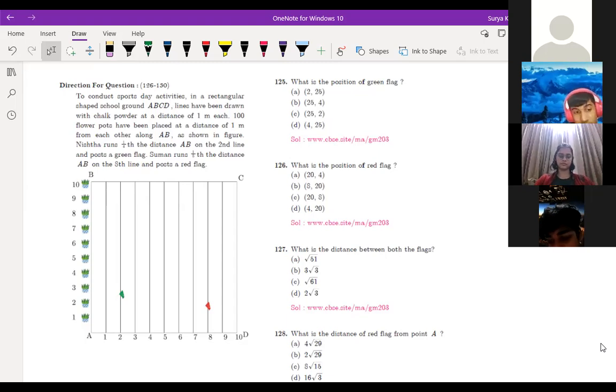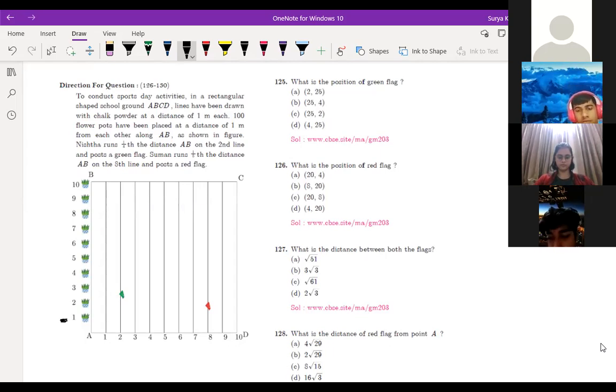To conduct sport activities in a rectangular shaped school ground ABCD, lines have been drawn with chalk powder at a distance of 1 meter each. 100 flower pots have been placed at a distance of 1 meter from each other along AB.